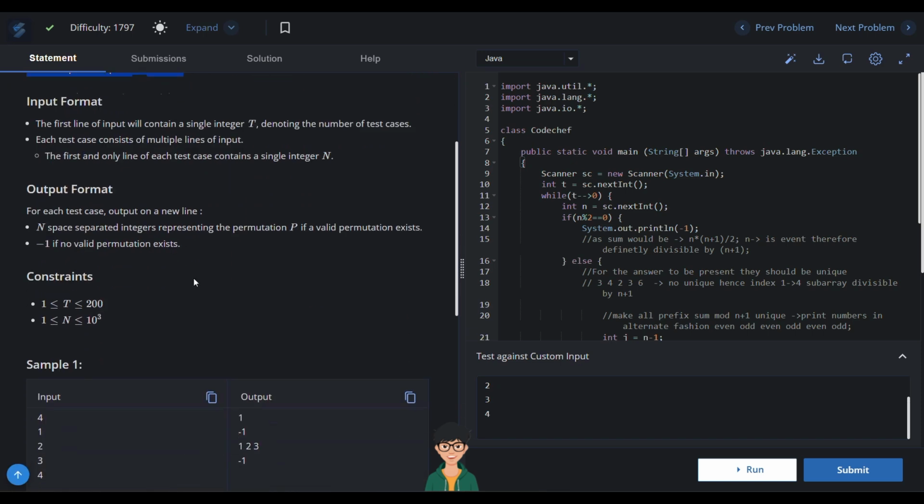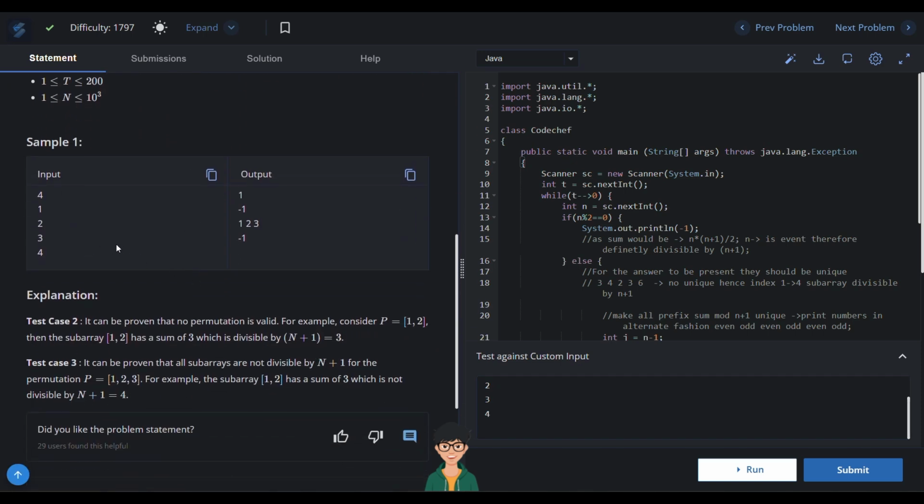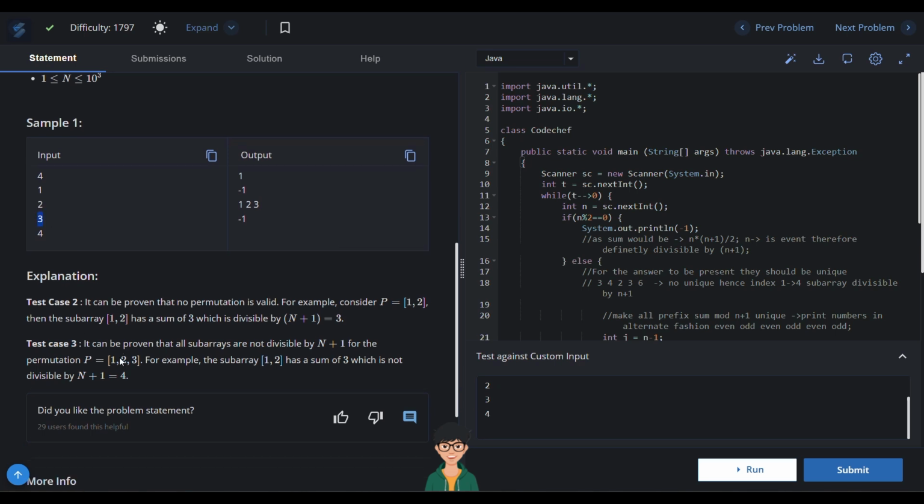Let's take an example. For n equal to 3, n plus 1 is 4. Now 1 plus 2 is not divisible by 4, 1 is not divisible by 4, 2 is not divisible by 4, 3 is also not divisible by 4, and if you sum all of them, 1 plus 2 plus 3 is 6, which is also not divisible by 4. So any subarray sum is not divisible by 4, which is n plus 1, so we print the array. But for n equal to 2, the array 1, 2, n plus 1 is 3, and if we take the whole array as one subarray, its sum is 3, which is divisible by n plus 1, so we print minus 1 in that case.